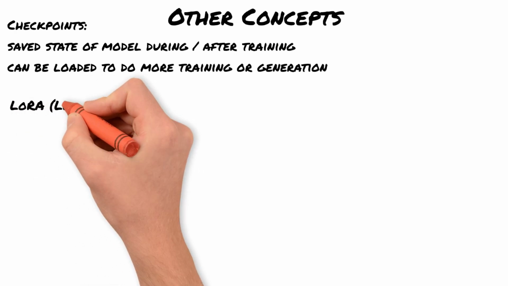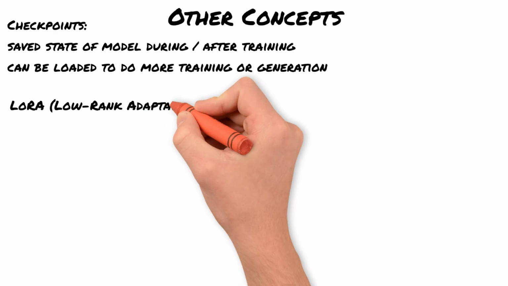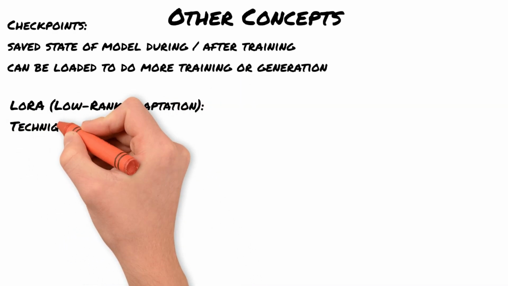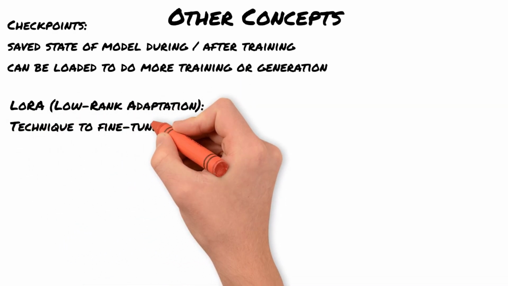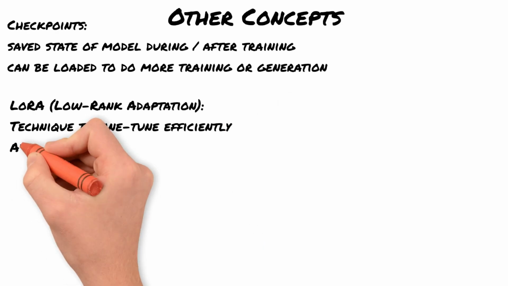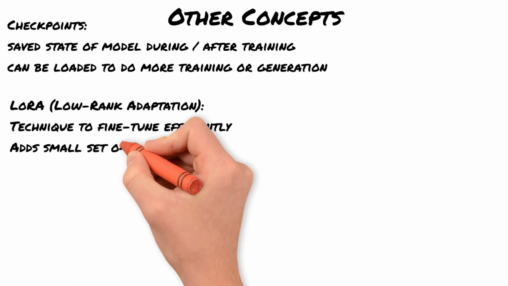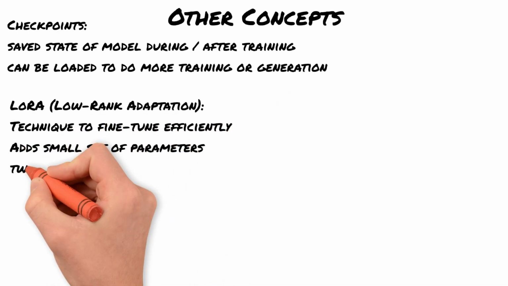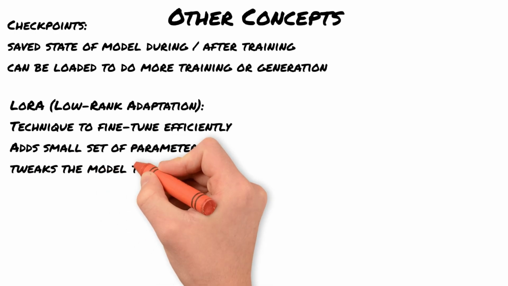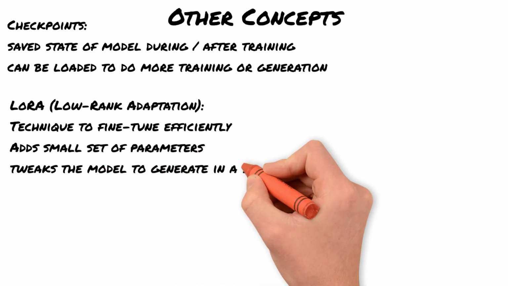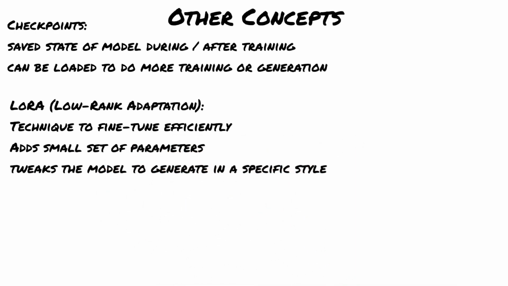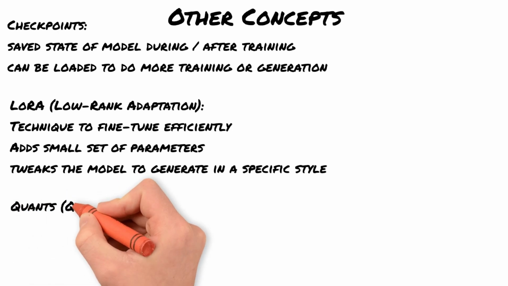Next, we have low-rank adaptation. It's a technique used to fine-tune models efficiently. Instead of updating all the model's parameters during fine-tuning, LoRA introduces a small, low-rank set of trainable parameters. This reduces the computational cost and memory requirements, making fine-tuning faster and less resource-intensive. In diffusion models, LoRA can be applied to tweak the generation to a specific style without needing to retrain the whole model.